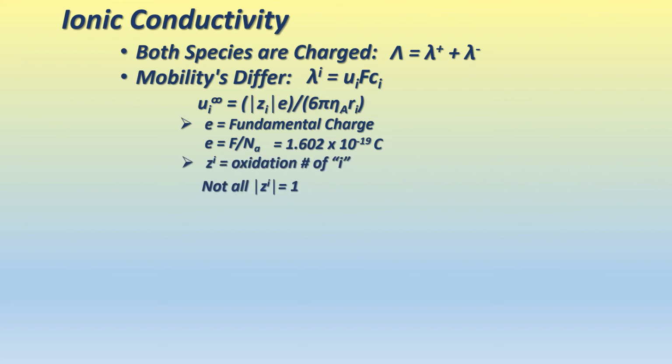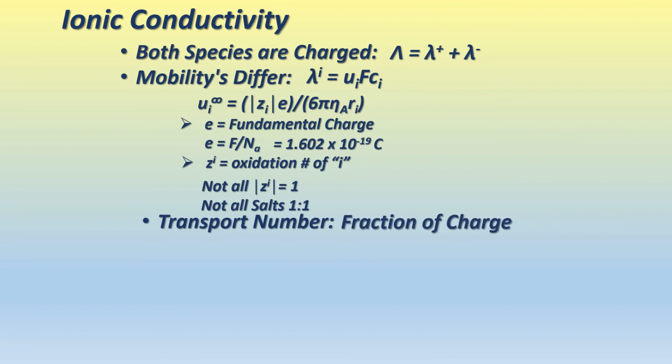Again, it's important to point out that not all ions have an oxidation charge of plus 1, and not all salts are going to be in a 1-to-1 ratio. This complicates the calculation of conductivity. What you wind up using is something called a transport number. The transport number tells you what fraction of charge each individual ion carries. Essentially, if you look at the positive charge, the transport number would be the conductivity of the positive ion divided by the total conductivity. Or put another way, the mobility of the positive ion divided by the mobility of the positive ion plus the negative ion, given the fact that Faraday's constant is constant throughout.